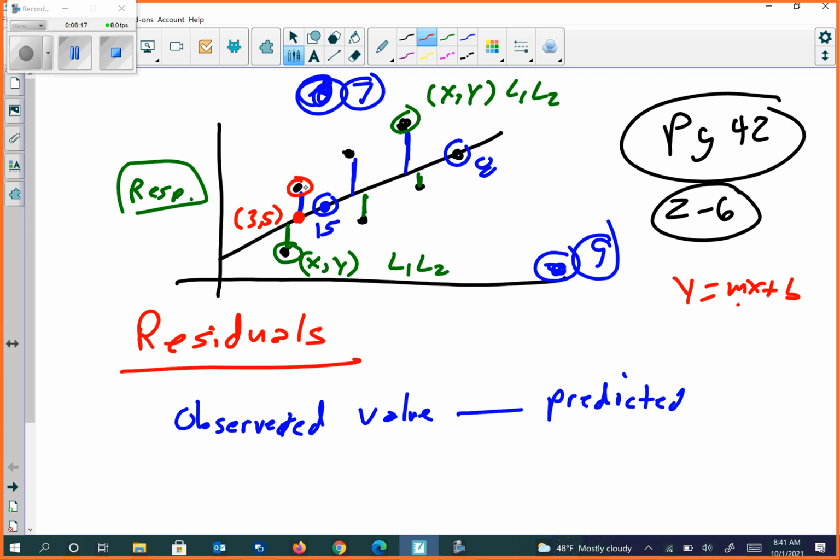So I'm going to take whatever this y value is minus the actual y value. If I subtract the two, they're both y values. This is the predicted, so observed minus predicted. So observed above the line would be positive.